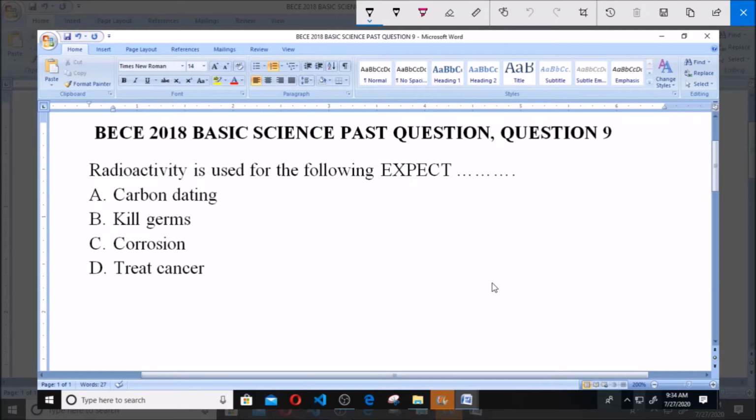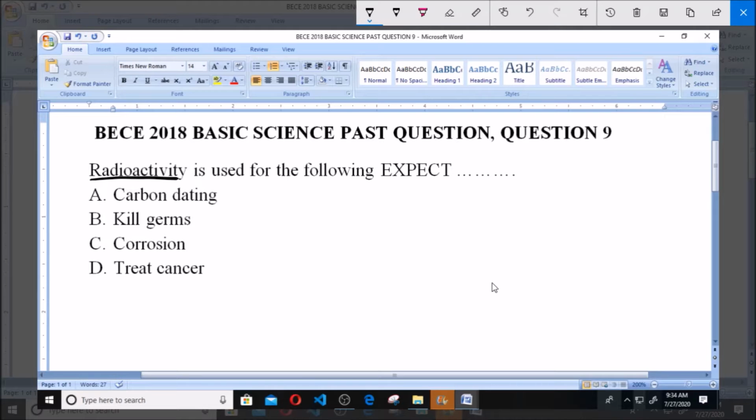Hello, good day. Today we're going to be considering BECE 2018 Basic Science Past Question, Question 9. Radioactivity is used for the following except: A. Carbon dating, B. Kill germs, C. Corrosion, and D. To treat cancer.